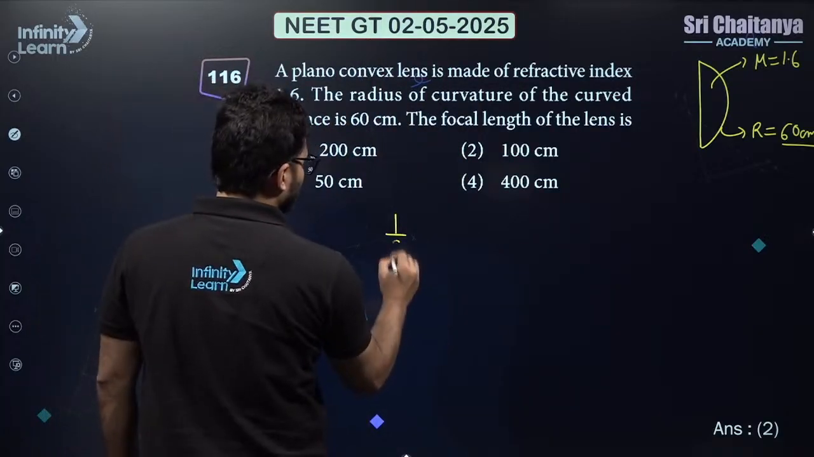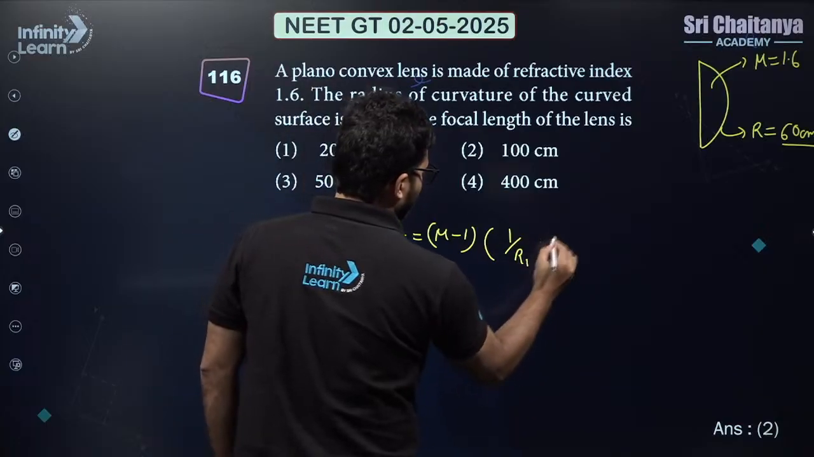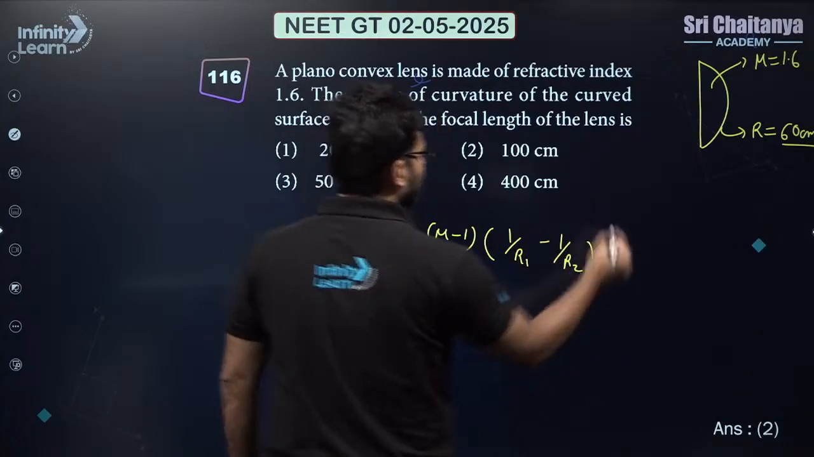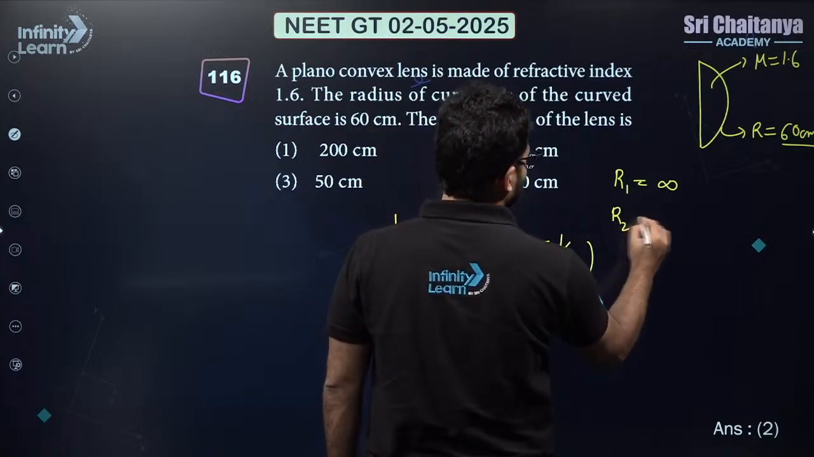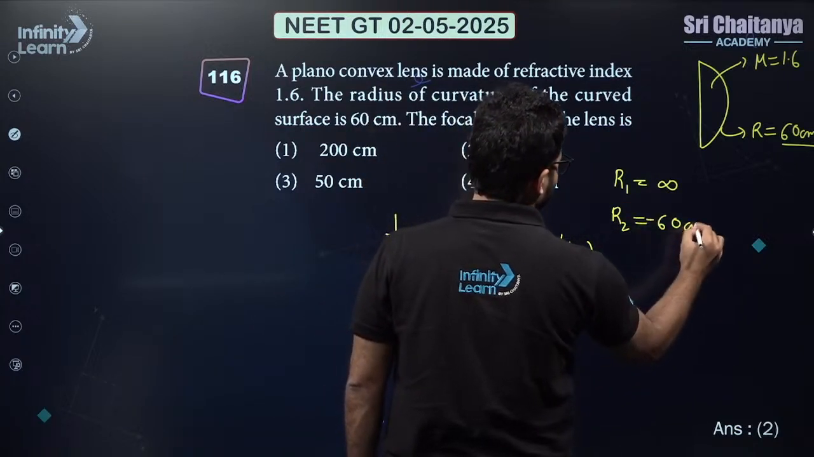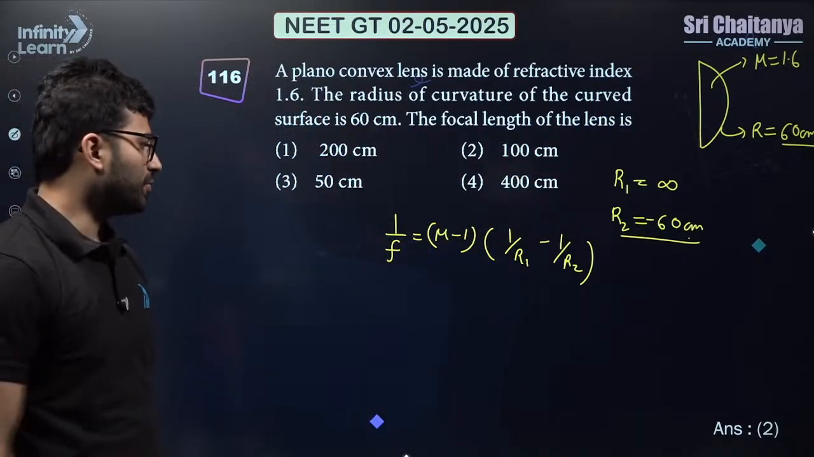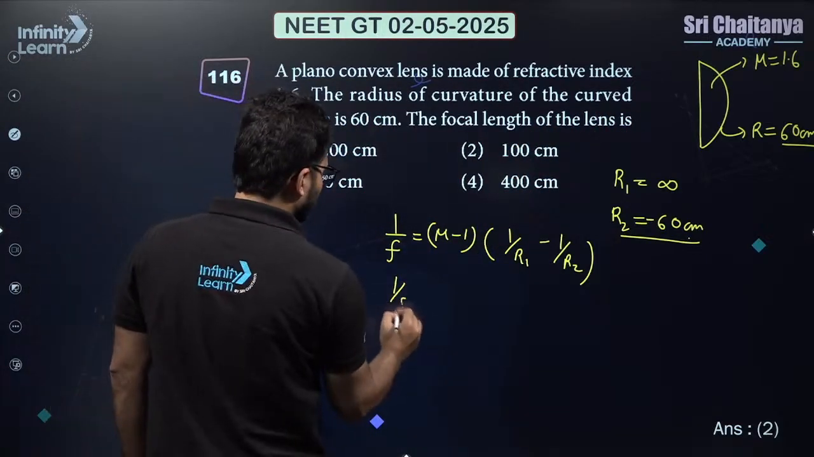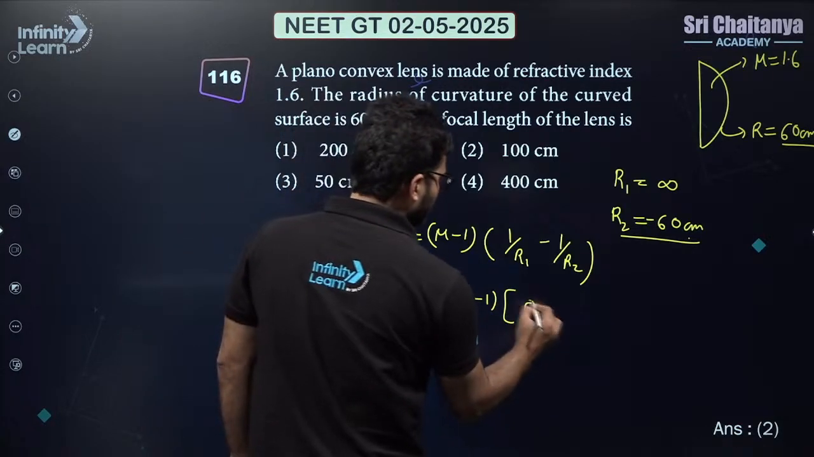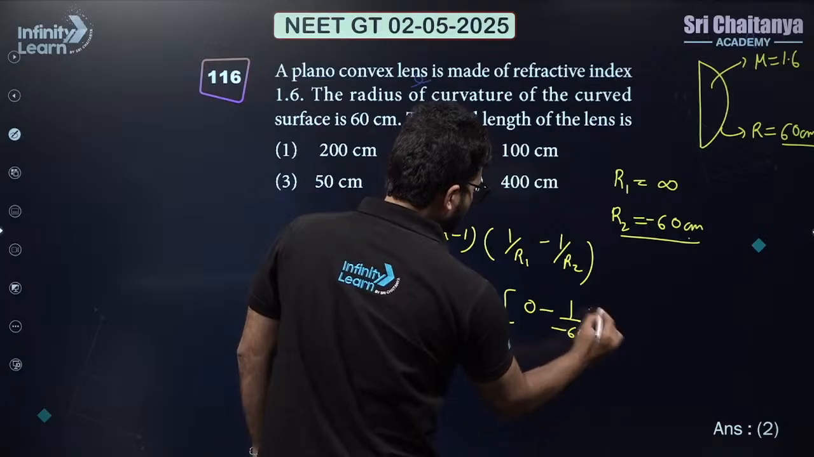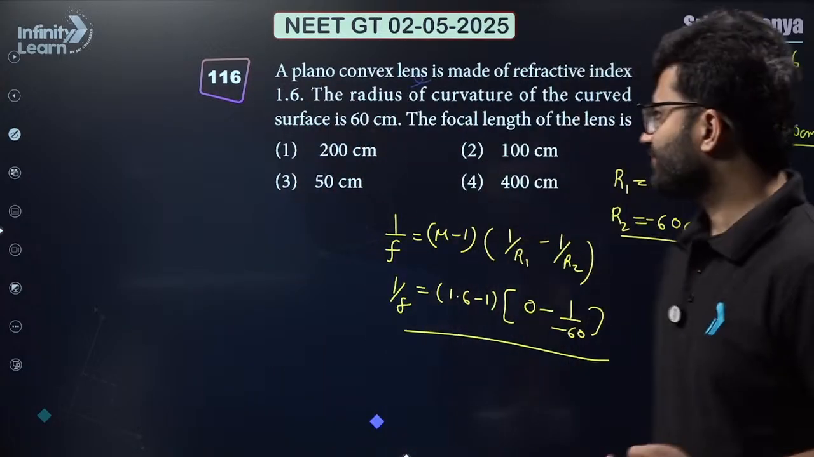You have to just use the formula. What is the formula? 1 by f is equal to mu minus 1 upon r1 minus 1 upon r2, right? So what is r1 here? R1 is infinite because it is plane surface. What is R2? R2 is minus 60 actually, right? Because we are going in this side and radius is in opposite side, right? So you just apply the formula. 1 by f is equal to 1.6 minus 1, 1 by infinity is 0 minus 1 upon minus 60, right? So you can calculate this value by yourself. Is that very, very clear?